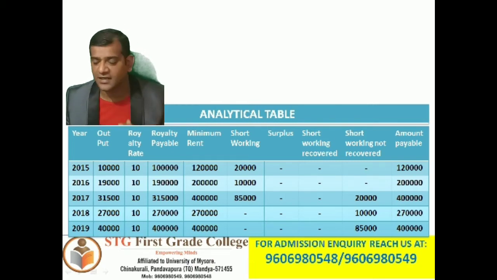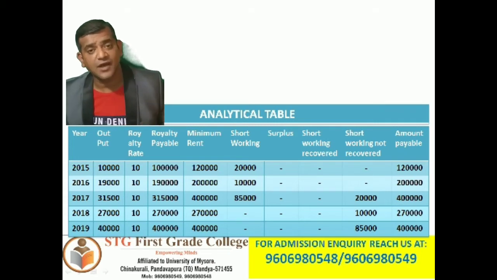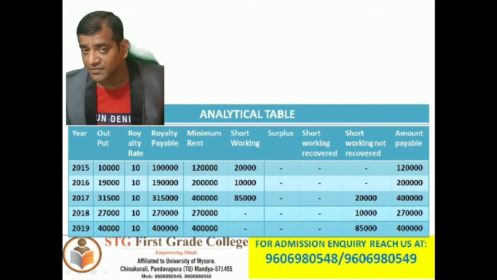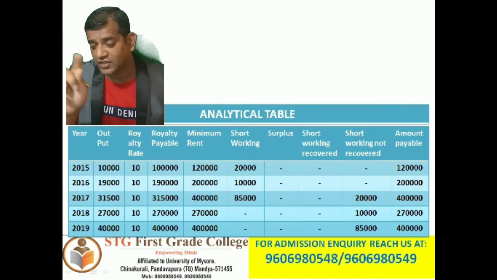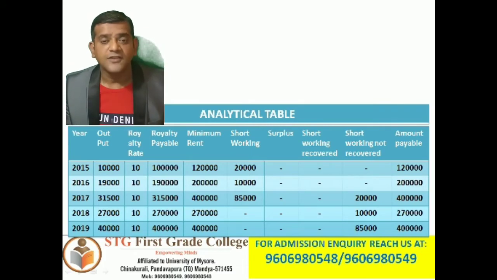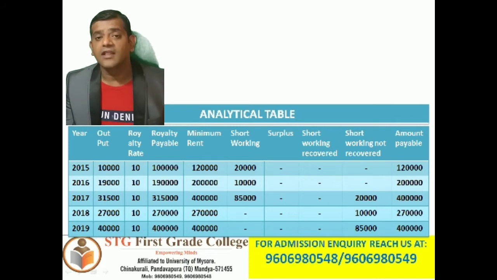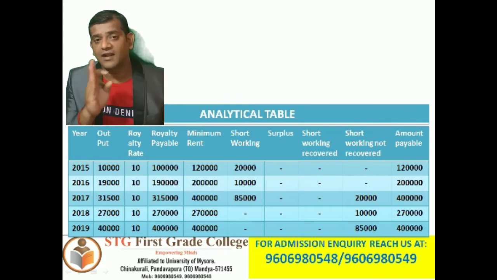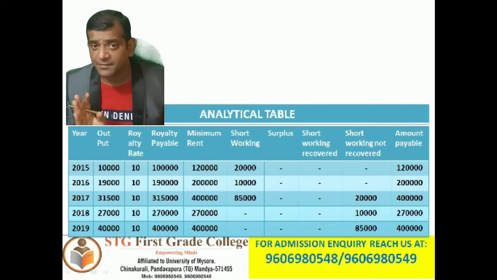Clear? So fourth year, that is 2018, we have produced 27,000 tons. So there was a strike of 2 months. So you should remember, whenever 2018 comes in the question, as mentioned in the bracket, strike for 2 months. So we should keep it in our mind. There was a provision in the agreement also. What was that provision? In the case of strike, whatever ultimate production had happened, that will be considered as a minimum rent.